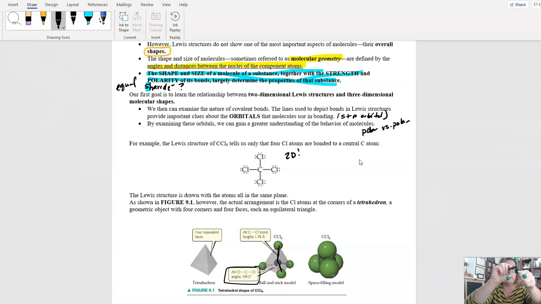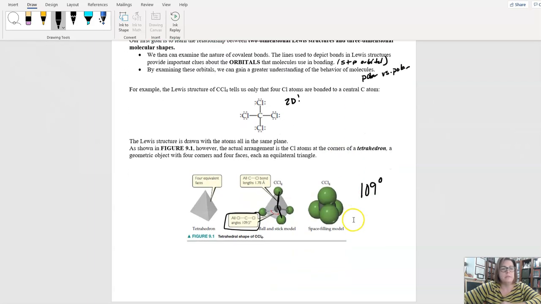So from here to here is 109. And then if I turn it this way, here to here is 109. If I flip the molecule this way, 109 going that way also. So all over this molecule is 109 degrees. And make sure when you do bond angle, you put that little degree sign in the corner, because you're talking about a measurement, okay?